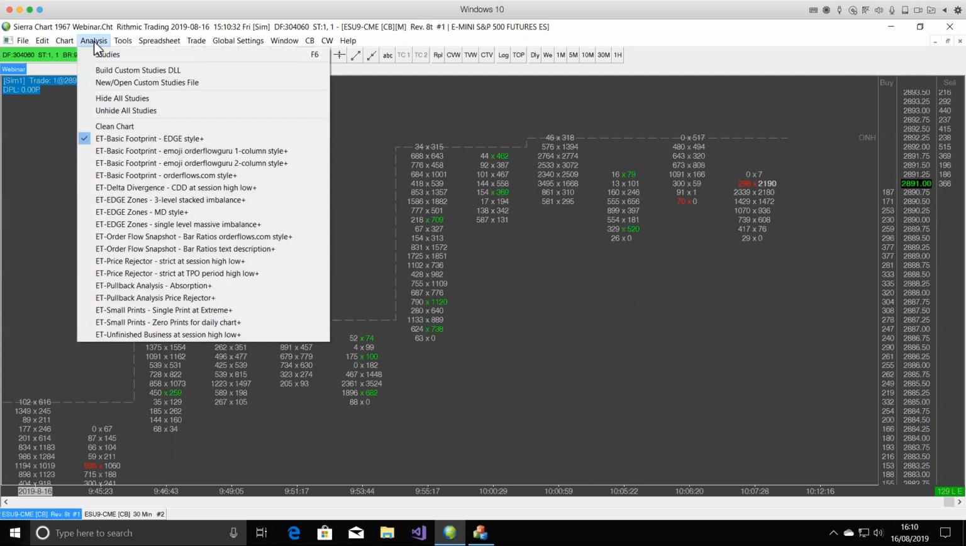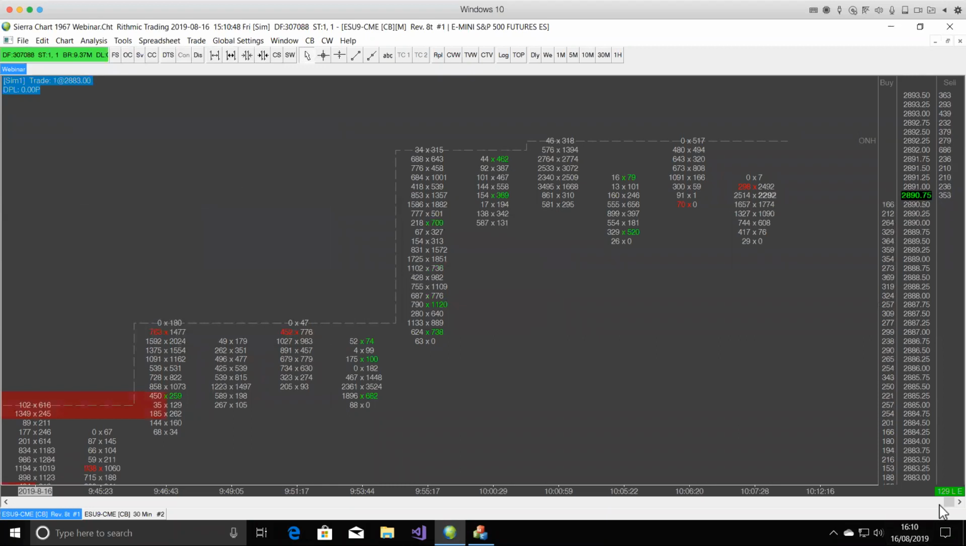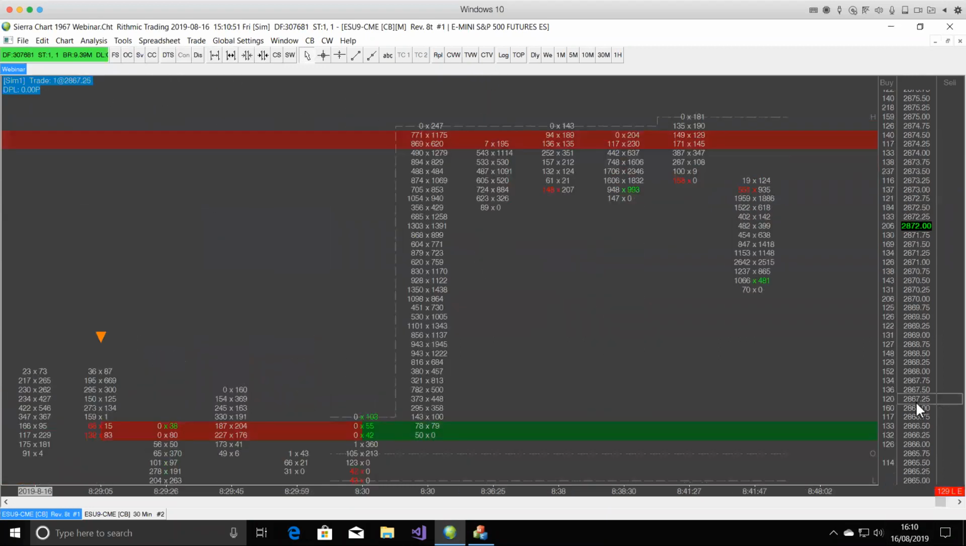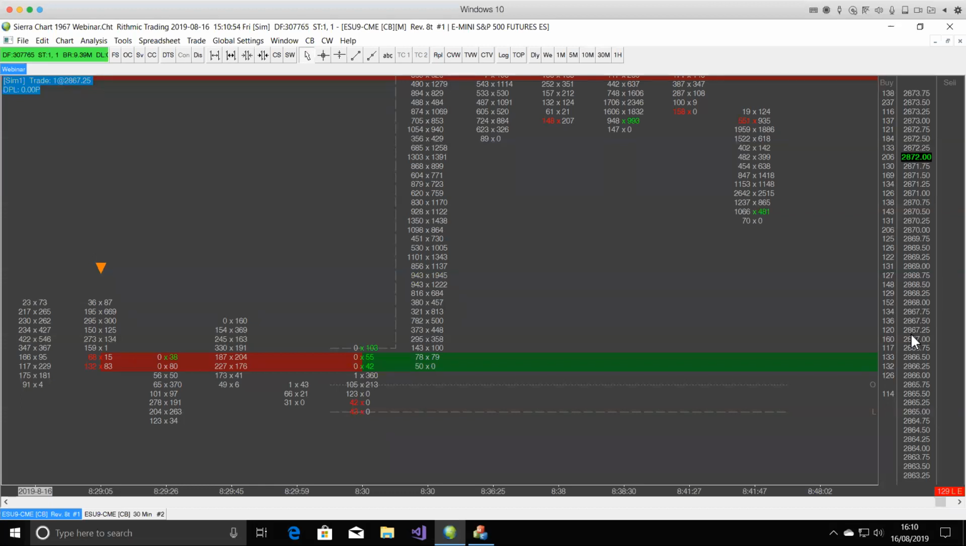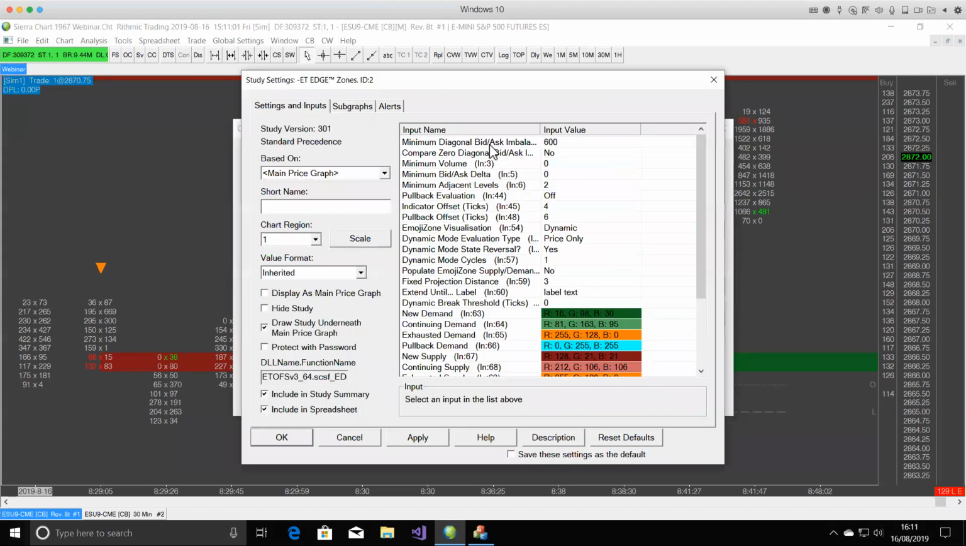Now what I can do is go to the analysis menu, and I can pick one of the preset edge zone study collections. I'm going to start with what I call MD style, Market Delta style. I'm not going to clear the studies. I want to keep the numbers bars on the chart. So now what I've got is really the classic Market Delta style edge zones. We have got the indicator set up on this preset so that we're looking for a 600% bid-ask imbalance, and we are looking to highlight zones with 2 adjacent levels. You can change this to anything you want.